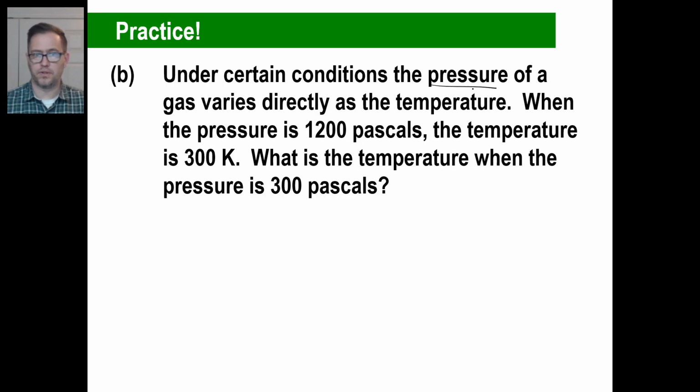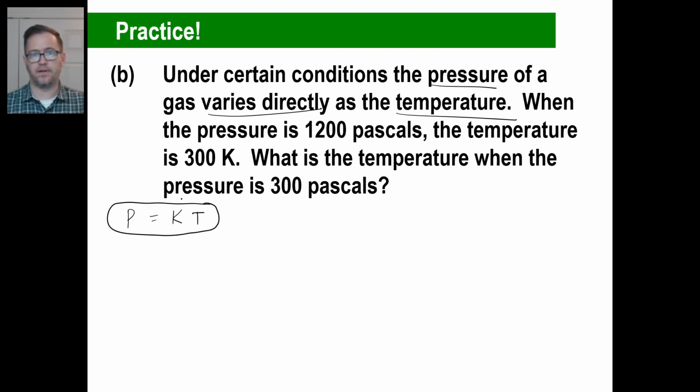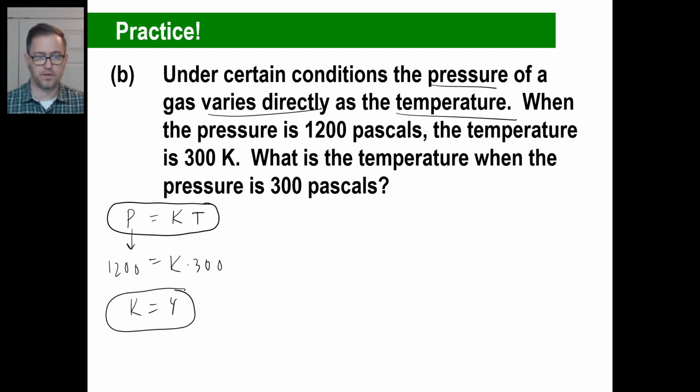Okay. Pressure varies directly as the temperature. Okay, so we'll say pressure varies directly as temperature. If you put gas varies directly as temperature, I mean, that's probably okay, I guess. But try to keep it in your head. You're already talking about pressure here. Okay, when the pressure is 1200, so that's 1200, the temperature is 300. So there we go. And of course, don't get fooled by saying, oh, 300 K, that's a temperature notation. That doesn't mean the same thing as our K. So K is going to be 4. 4 times 300 is 1200.